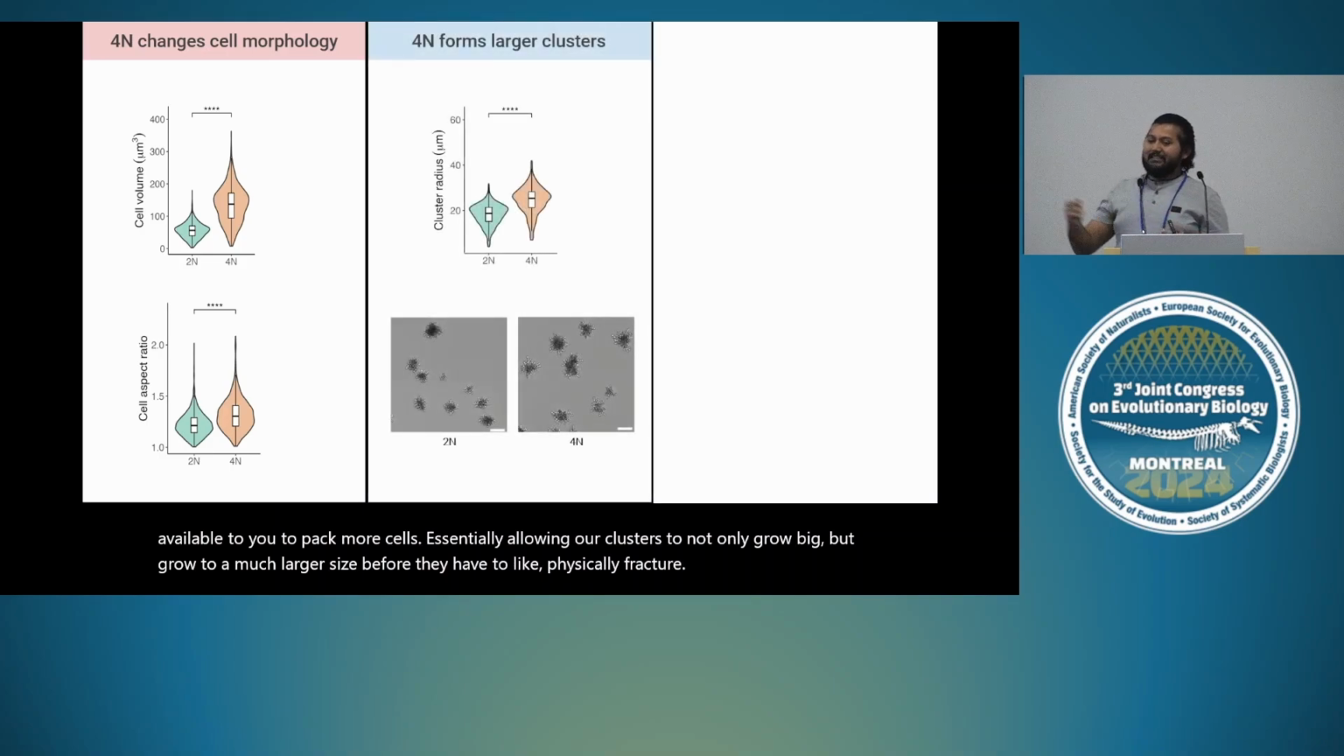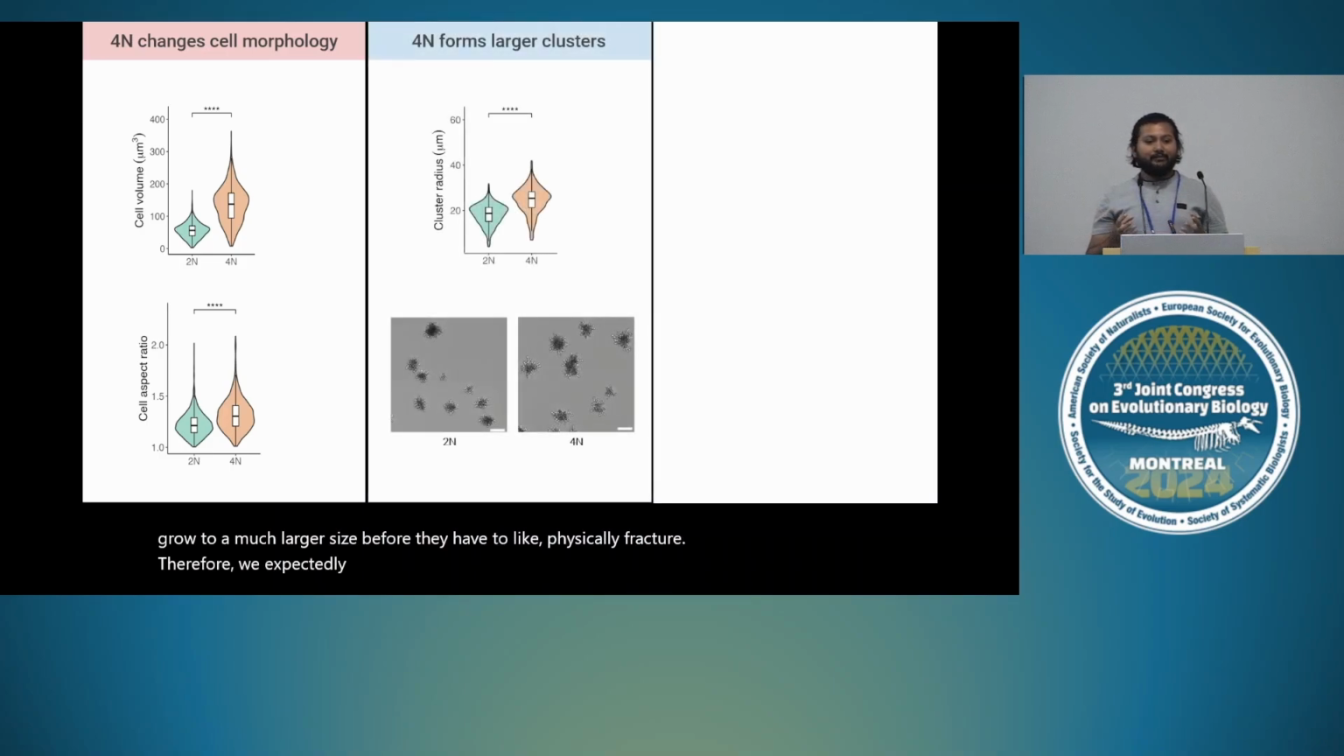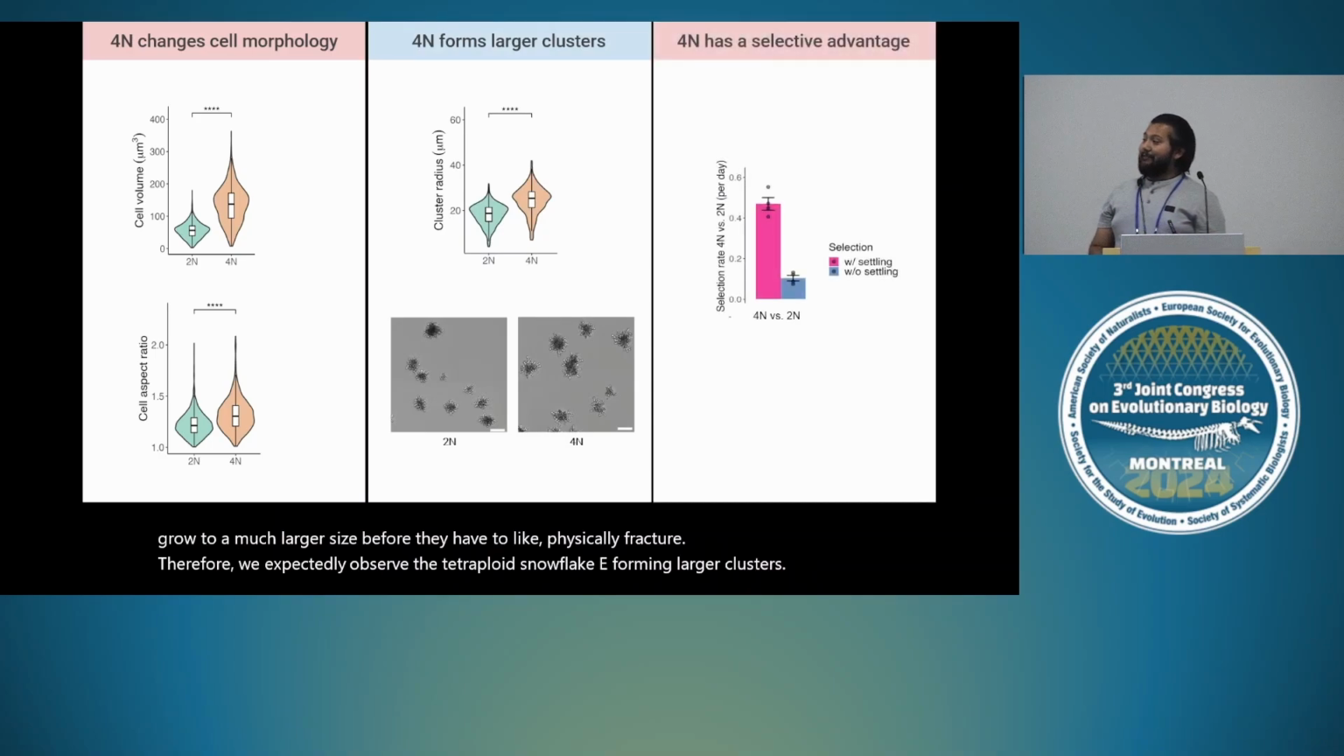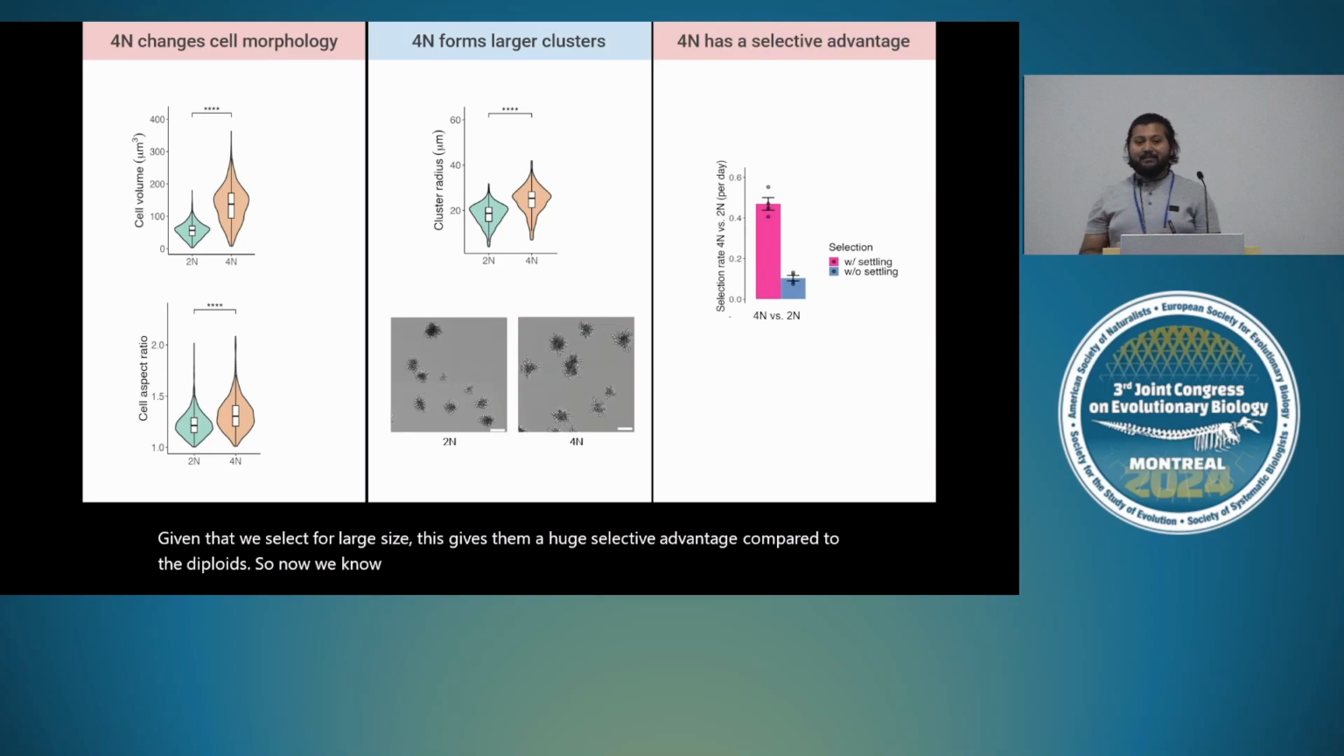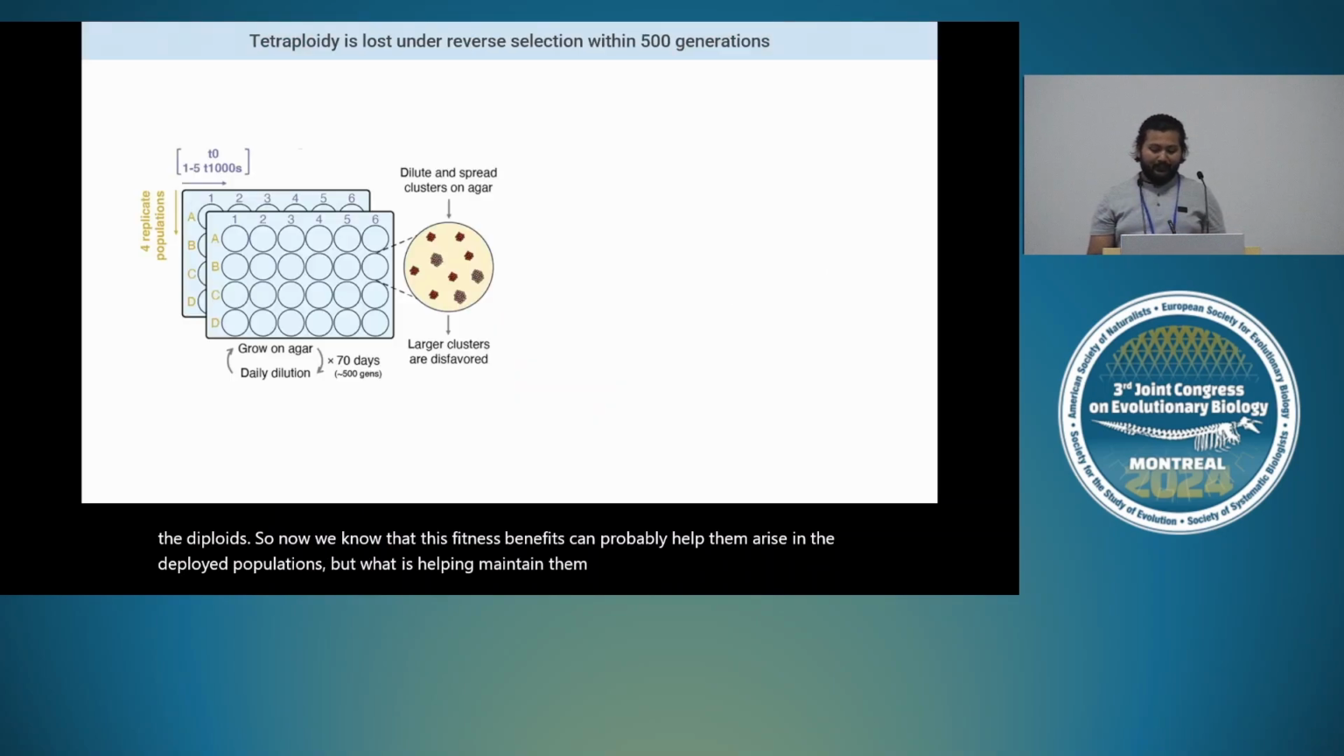Therefore, we expectedly observe the tetraploid snowflake yeast forming larger clusters. Given that we select for large size, this gives them a huge selective advantage compared to the diploids. So now we know that these fitness benefits can probably help them arise in the diploid populations, but what is helping maintain them in our populations?